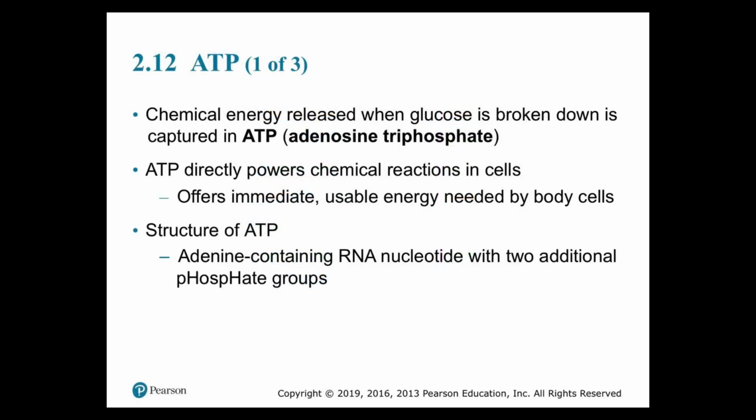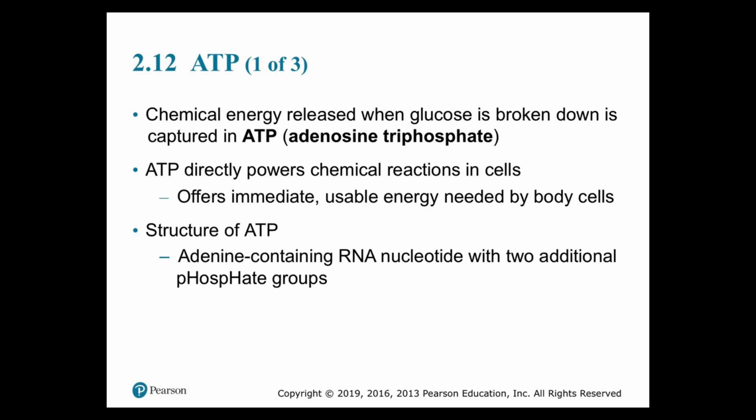Section 2.12, ATP. So ATP is the energy currency of the cell, and we usually refer to ATP as a modified nucleotide, not nucleic acid, but nucleotide. So the chemical energy released when glucose is broken down is captured in ATP, or adenosine triphosphate. So ATP directly powers chemical reactions in cells, and offers immediate usable energy needed by body cells.